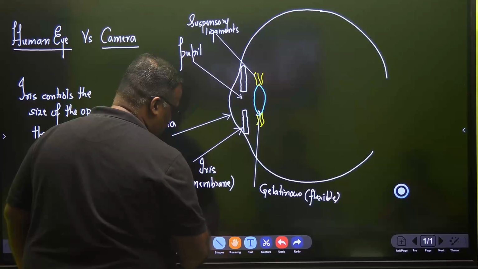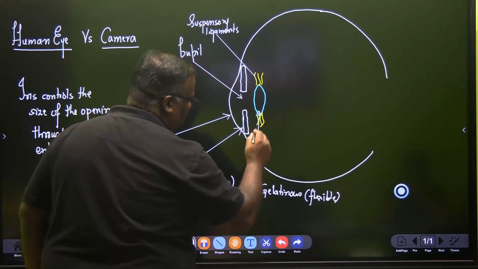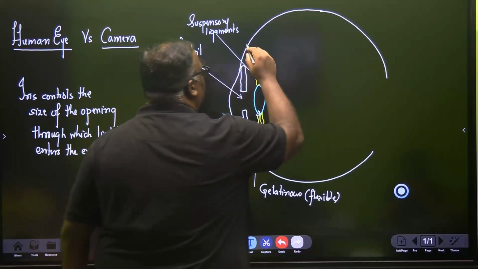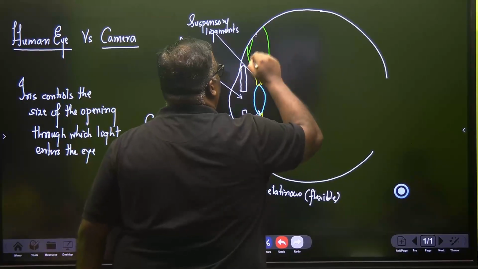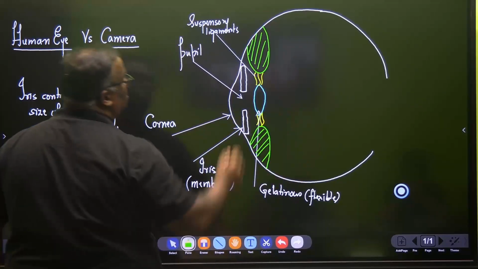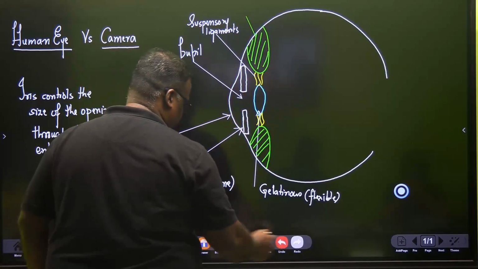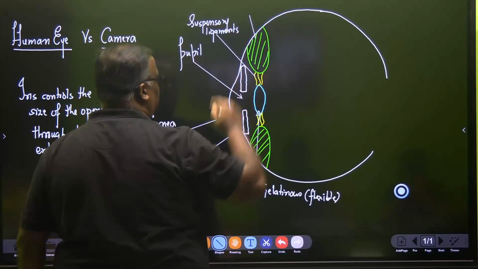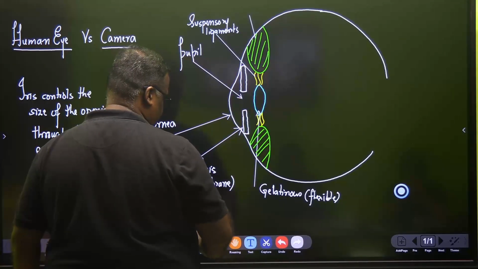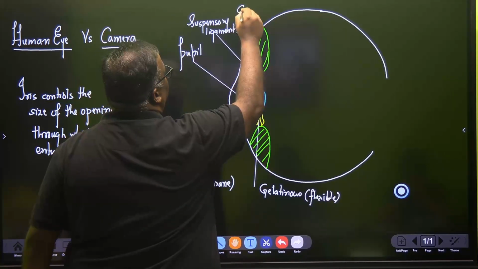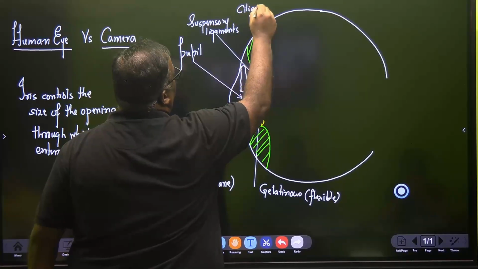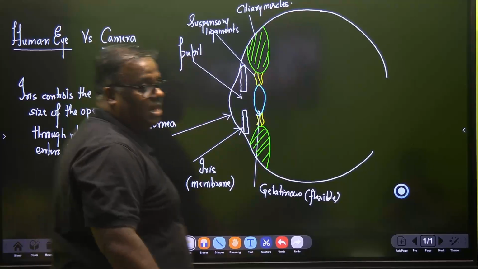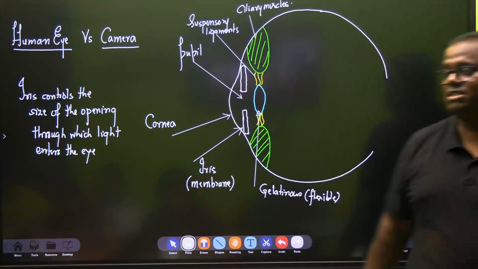अब ये सस्पेंसरी लिगामेंट्स जो है ना, ये कंट्रोल करता है एक और ऑर्गन जिन्हें हम कहते हैं सिलियरी मसल्स. ये सिलियरी मसल्स, यहाँ पे ऐसे सिलियरी मसल्स रहते हैं ऐसे. So this is known as my ciliary muscles. Ciliary muscles. ठीक है. अब देखो मैकेनिज्म कैसा है.